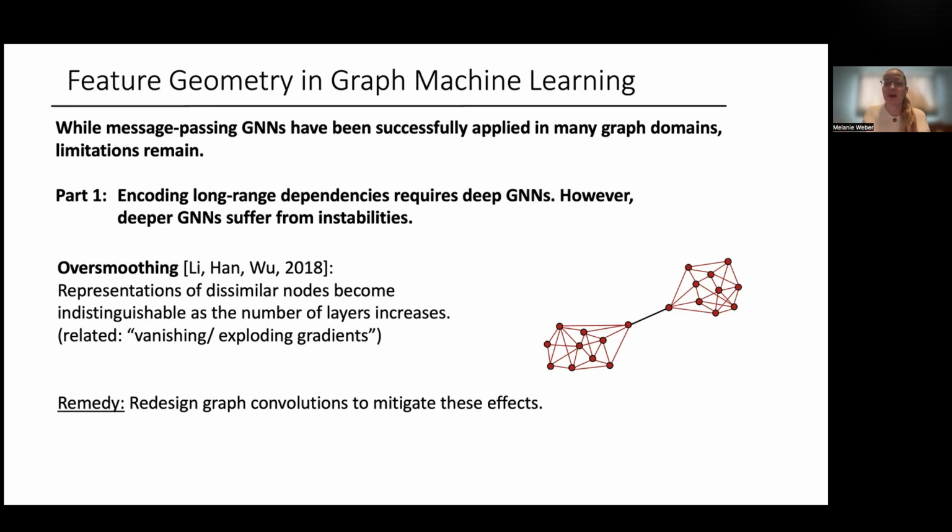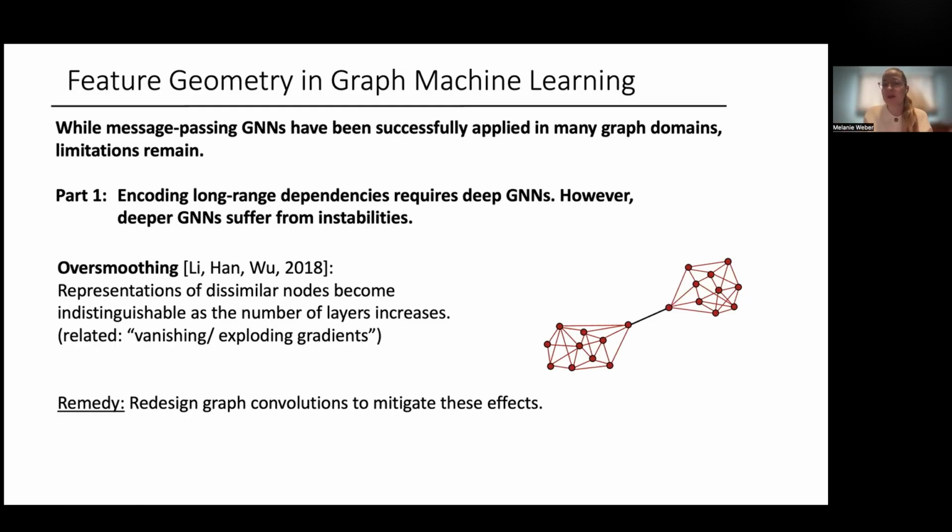So for instance, if you think about a biochemistry application where the graphs that we perform a learning task on are proteins or other larger molecules, it's often important to capture dependencies between atoms or different components of the molecule that are not directly adjacent but further apart. And in order to capture something like that with a graph neural network and the representations that they learn, we typically need to build a deep graph neural network.